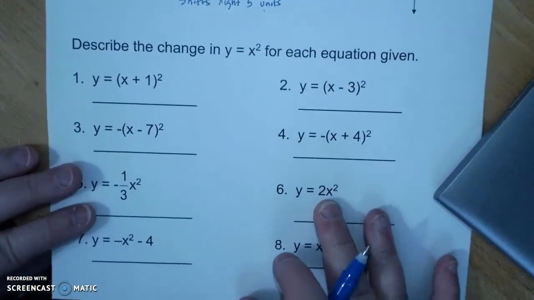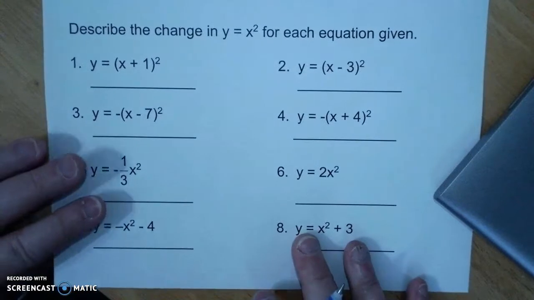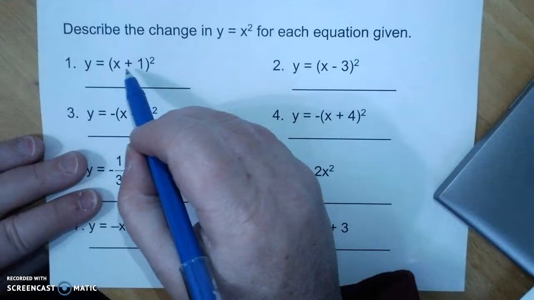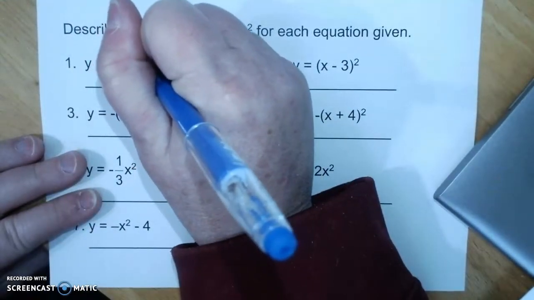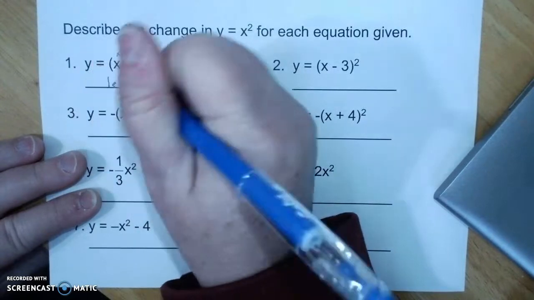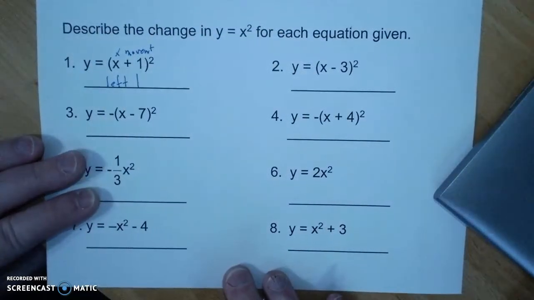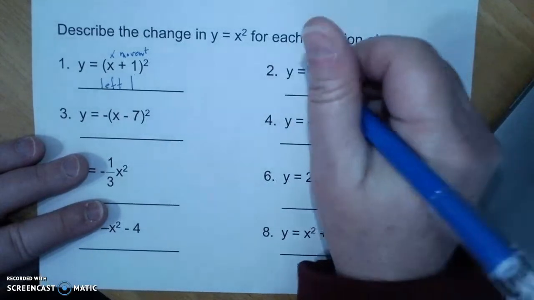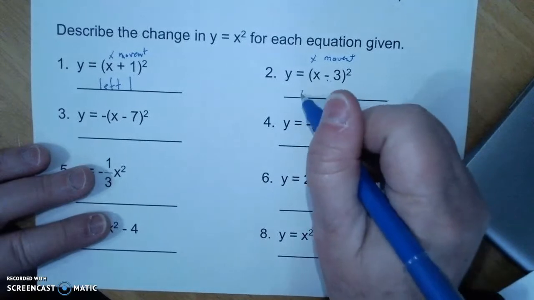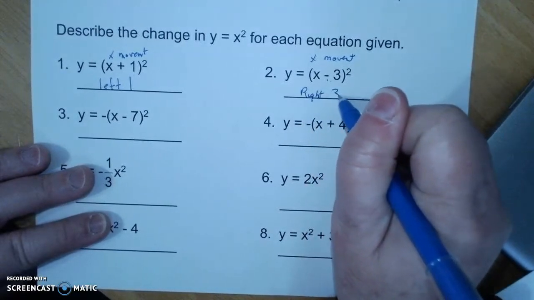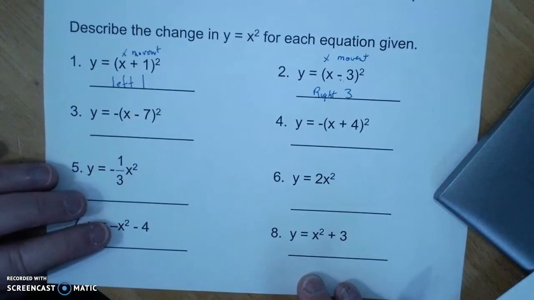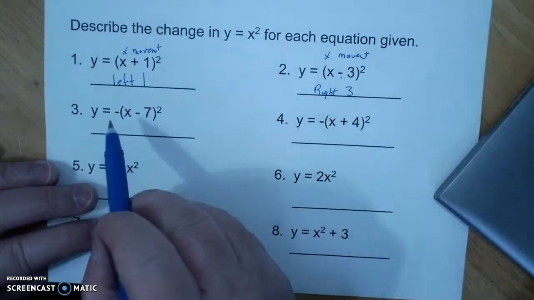Okay, here we go. Describe the change. So we're having to use words for each equation given. Here is an x movement. Plus 1 would be left 1. Inside the parentheses is an x movement. A negative is right 3. Make sure you are doing all the parameter changes.